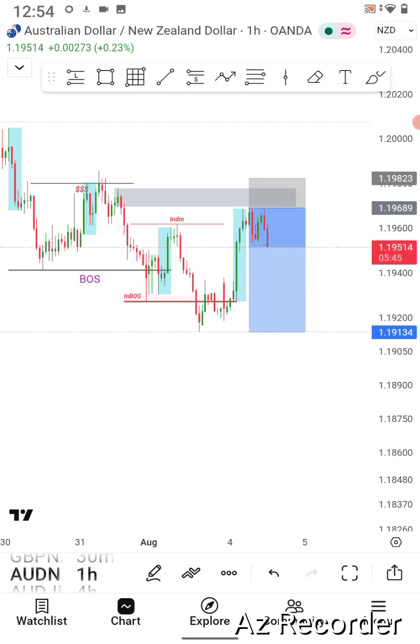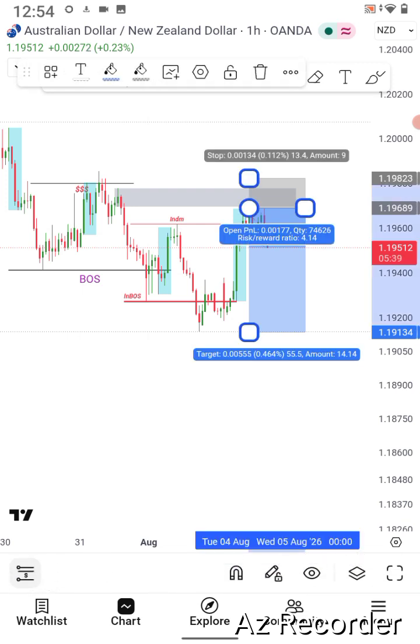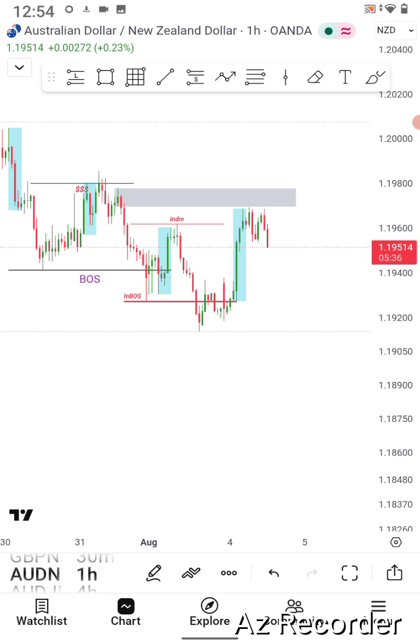So this would have been my trade. Well, it is what it is. So you can see how clean it is, 1 hour time frame.